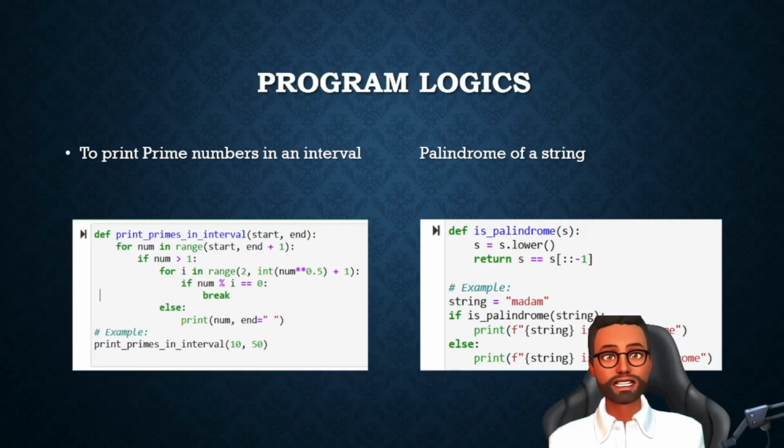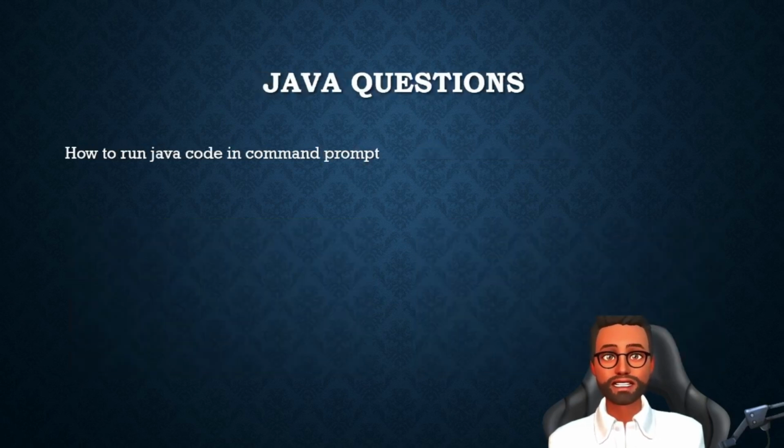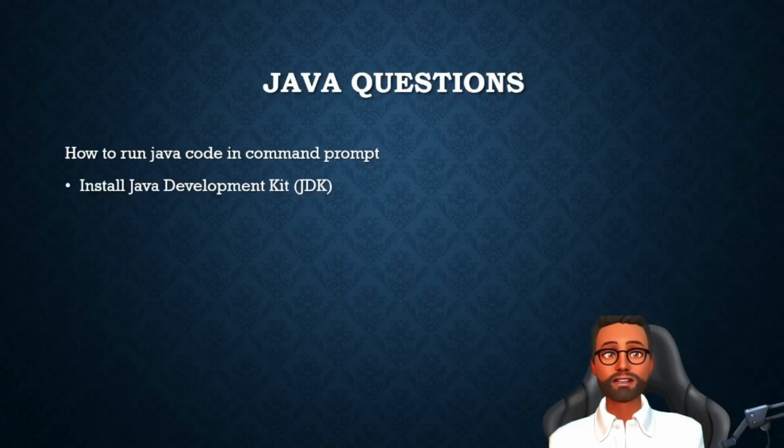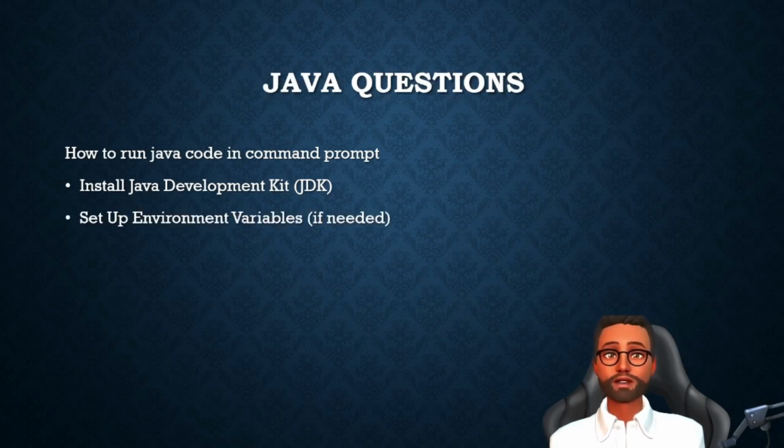How to run Java code in command prompt. Step 1. Install Java Development Kit (JDK). Ensure that the JDK is installed on your computer. Step 2. Set up environment variables if needed. Add the JDK's bin directory to your system's path environment variable. Add the path to the JDK bin directory to the path variable.